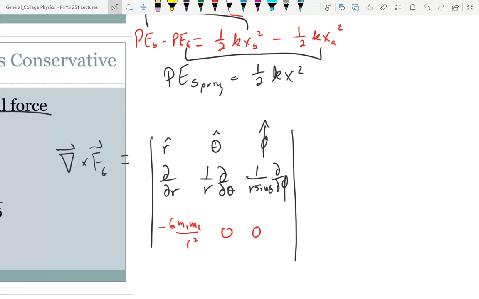And now I have to evaluate this. R hat was the first unit vector. What's the determinant of its comatrix?